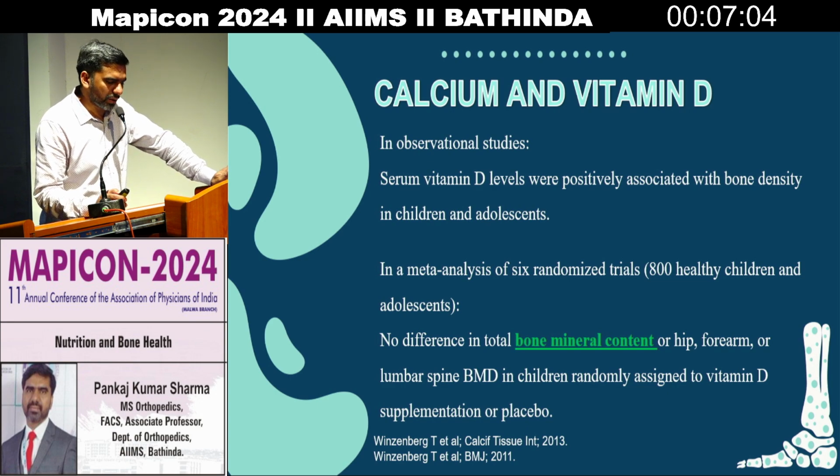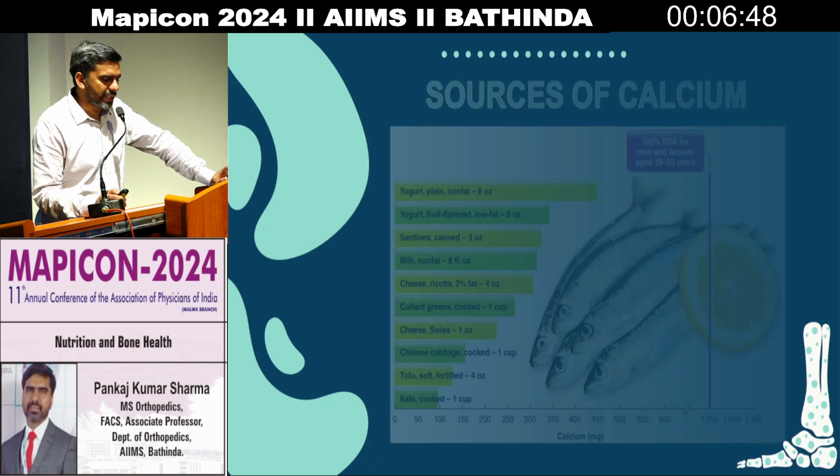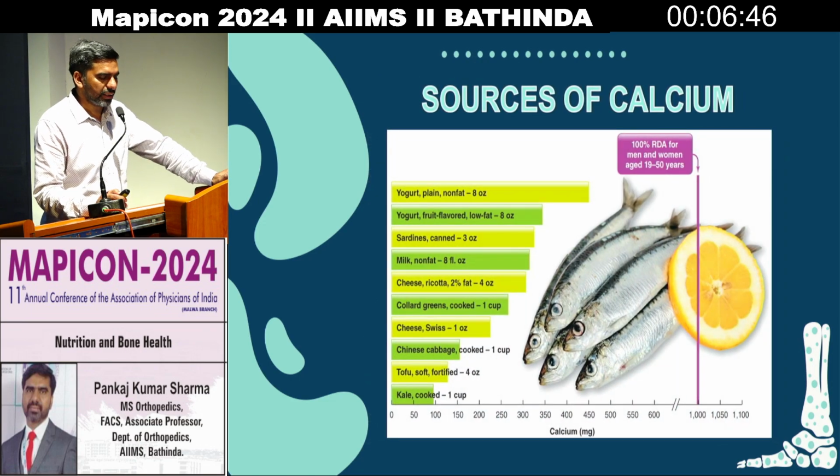Another study, a meta-analysis, also has the same conclusion: there is no difference in total BMD for the hip, forearm, and lumbar spine in children who underwent treatment with calcium and vitamin D. So along with calcium and vitamin D, we have to take care of other things also.